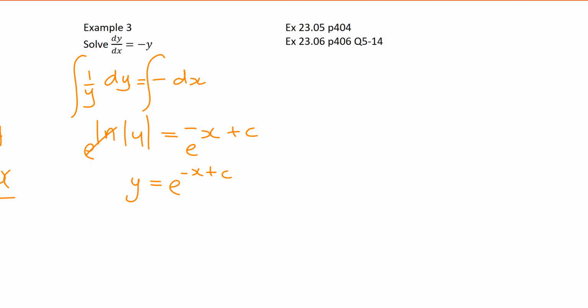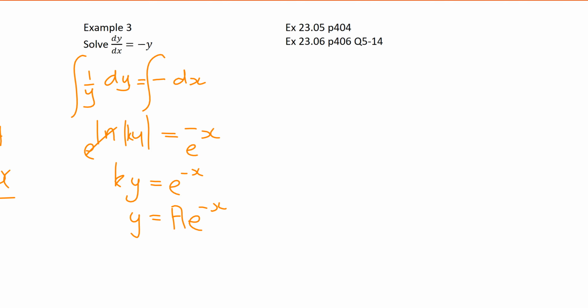The other way you could have done it is this would be ky. And then you could just go y equals a different k, we'll call it a, e to the negative x. But that's the same thing, isn't it?